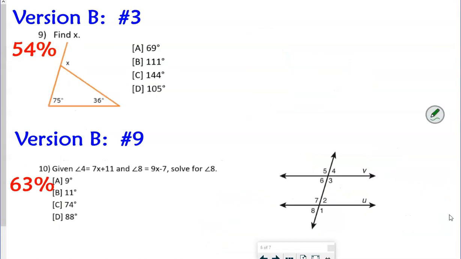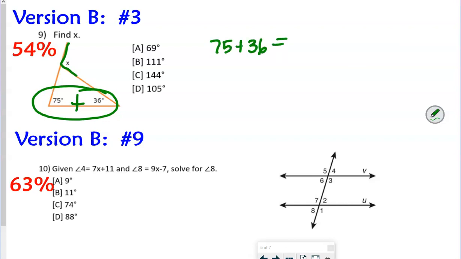So here's our last two. We got 54% on 9, and I was a little disappointed on this one, y'all, because these two remote interior angles, when I add them together, they just equal this exterior angle out here, y'all. And so 75 plus 36 is equal to 111. Now, some of y'all subtracted that from 180. I do not know why. That would not be the case.